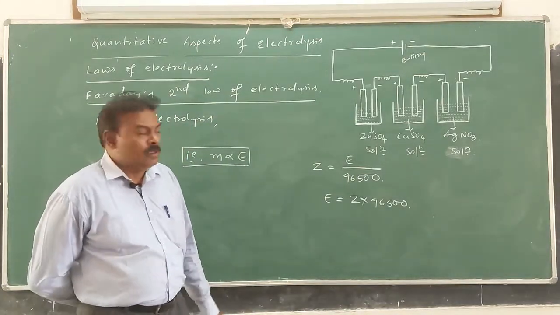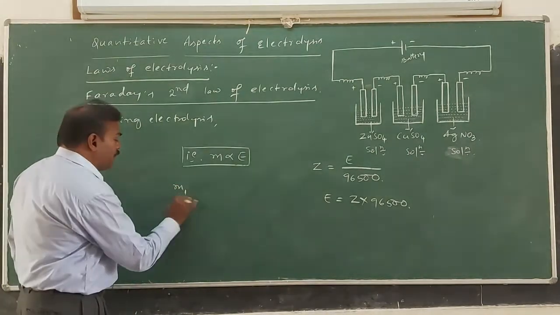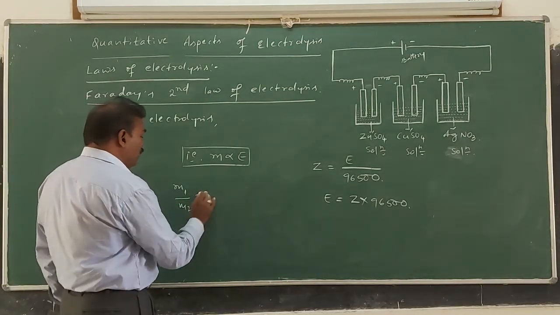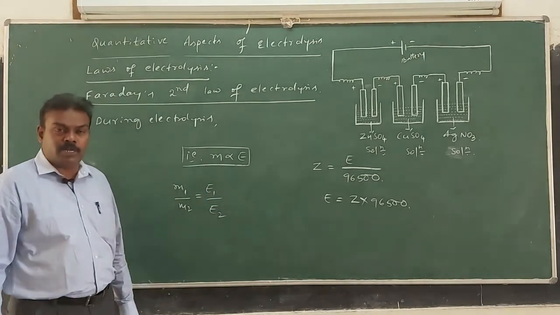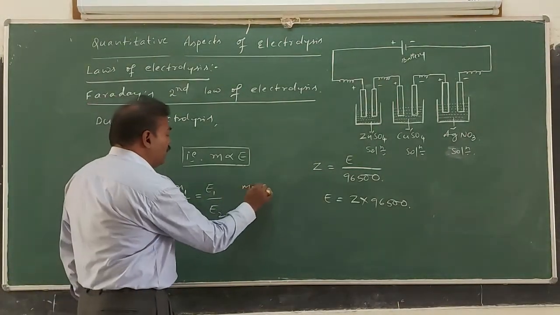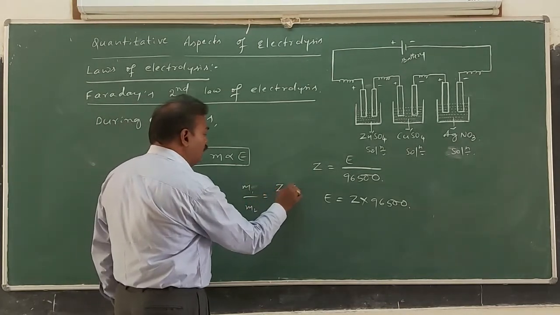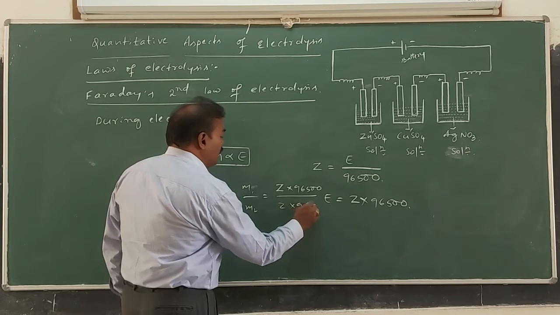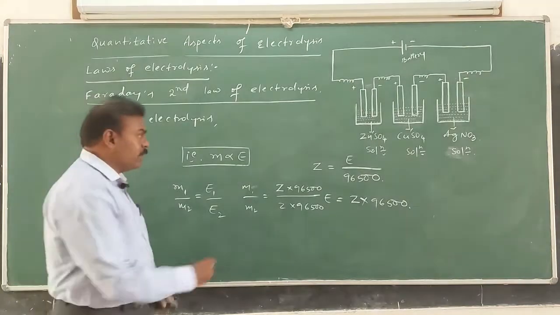Now I am telling regarding the mass of the substance M1 and another substance M2. M1 divided by M2 is equal to E1 divided by E2. Are you following this point? So how do we get E1 by E2? M1 divided by M2 is equal to Z into 96,500 coulomb divided by Z into 96,500 coulomb here. Following? The same amount of electricity.